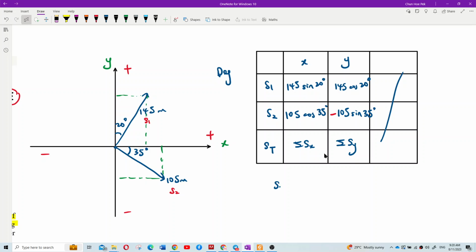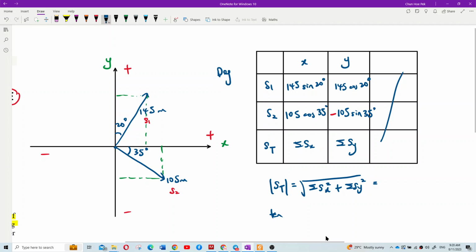Finally, what do you do? Use the Pythagoras theorem. The modulus, that means the magnitude: take Sx squared plus Sy squared and square root. You get the resultant. And then also find tan theta for the direction: take Sy over Sx.